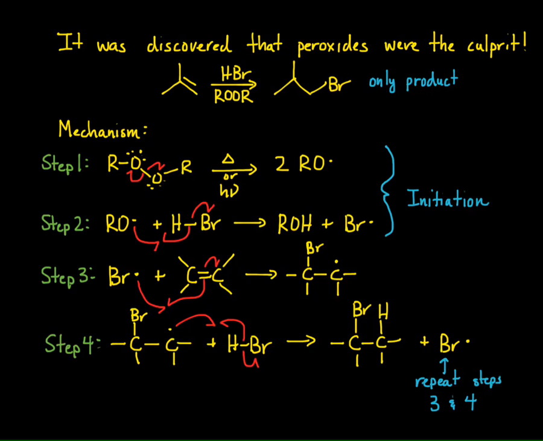Because I'm regenerating that bromine radical, it can go in and react with another alkene to give me that alkyl bromide radical, which can react with HBr to give me more alkyl bromide plus bromine radical. And so this process repeats. Step 3 and step 4 continuously repeat. And we call this a chain reaction, right? So we call steps 3 and 4 chain propagation steps.